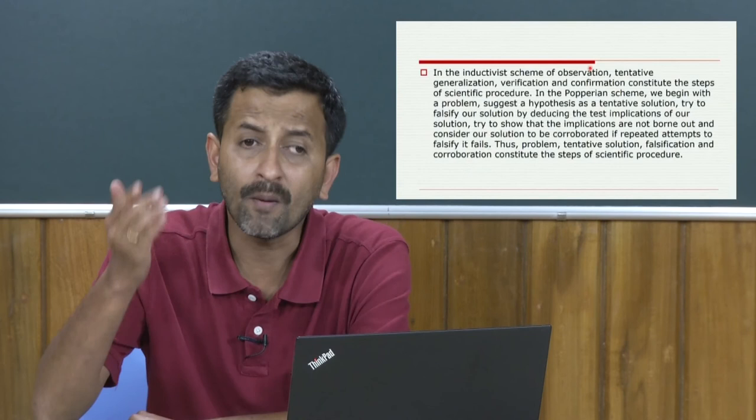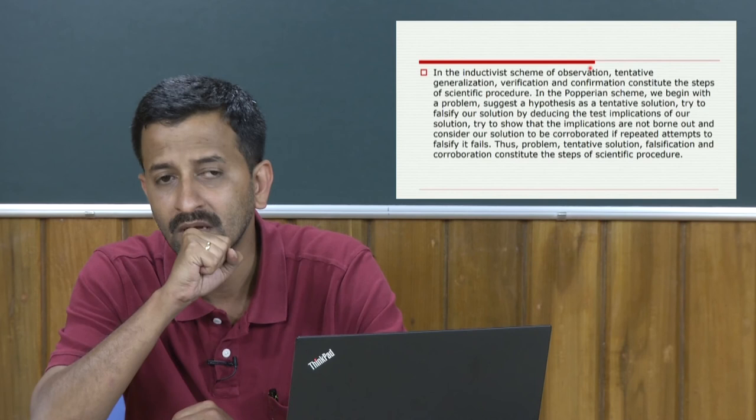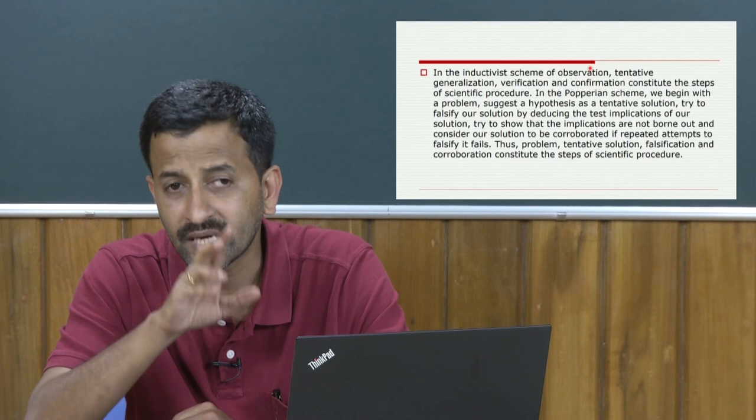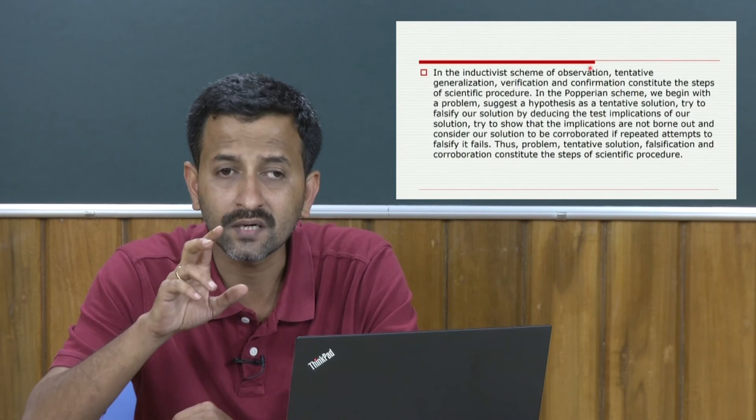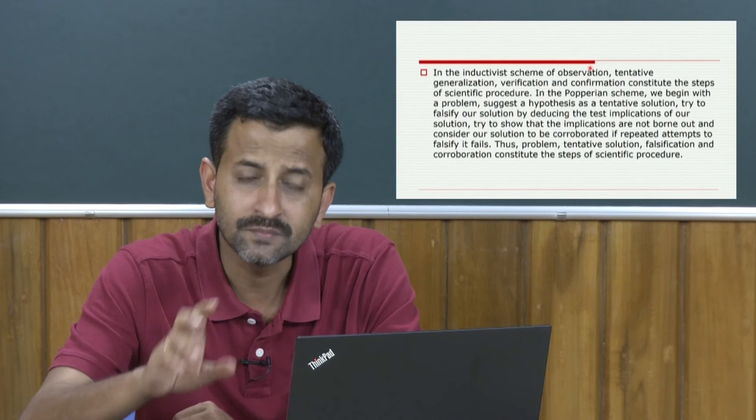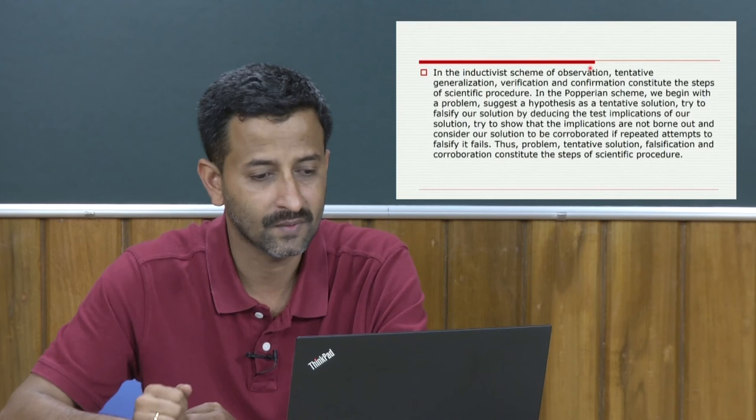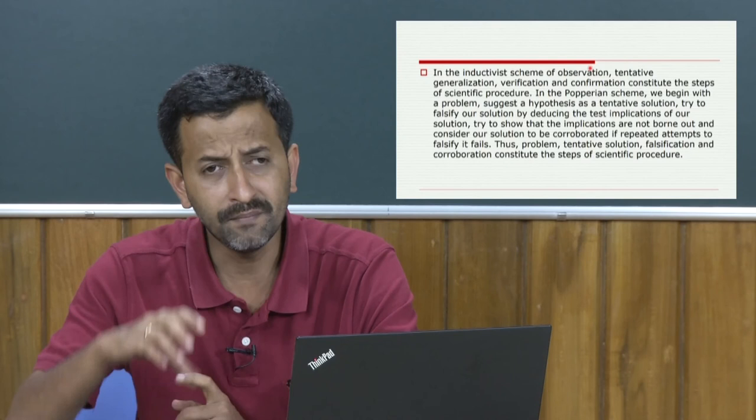However, in the Popperian schema, we begin with a problem. As we have already seen, in the inductivist schema, science starts with observations. In the hypothetico-deductive schema, science starts with a hypothesis. In the positivistic schema, science must start with observation. In the Popperian schema, science must begin with a problem. We must be able to identify a problem.